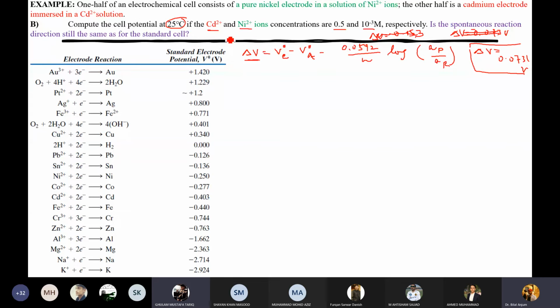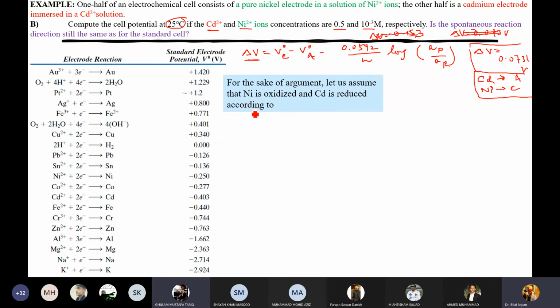And in your equation, what is your anode, what is your cathode? Sir, the same as before. Cadmium is acting as the anode and nickel is acting as the anode. Sorry, cathode. Okay, let's see. For the sake of argument, let's say that nickel is oxidized, that means it is acting as the anode, and cadmium is reduced, that means it's acting as the cathode. This is the assumption that I have taken.